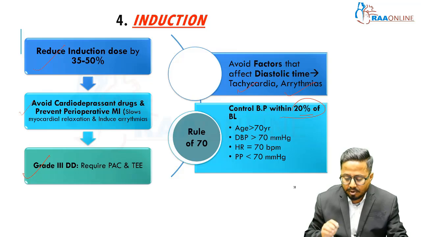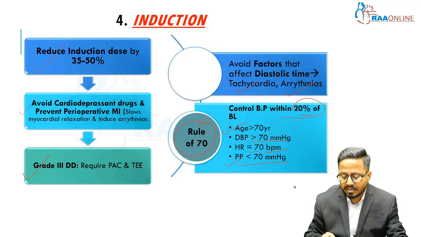Now, this is very important. Always follow the rule of 70. That is, in patients more than 70 years, keep the diastolic blood pressure more than 70, keep the heart rate equal to 70, and pulse pressure less than 70. So this is very important.